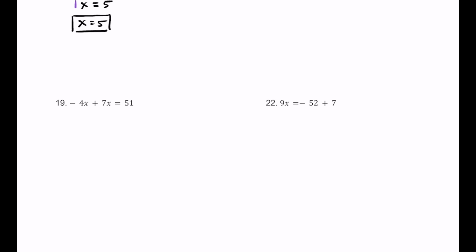For 19, let's go ahead and combine these like terms on the left side of negative 4x plus 7x. Combined will make a positive 3x. So 3x is equal to 51. Then we can go ahead and divide both sides by positive 3. These 3s will cancel, or 3 divided by 3 is really 1. So we have this 1 as a coefficient, or 1 times x is equal to, and on the right side, 51 divided by 3 is 17. And so x is equal to 17.